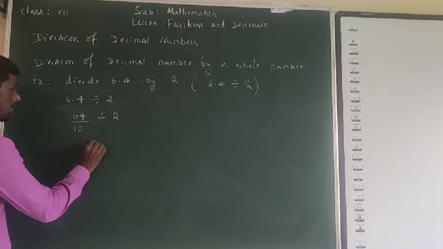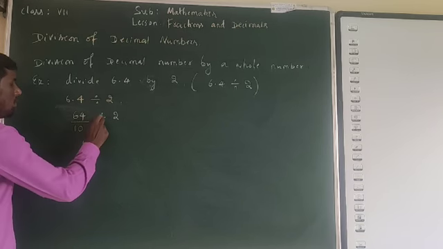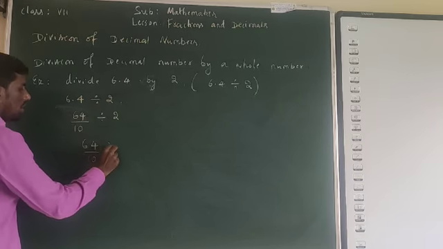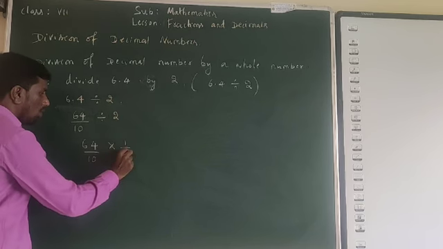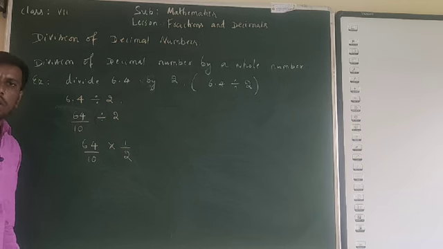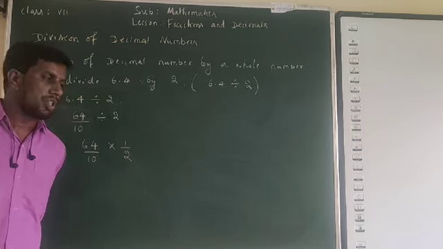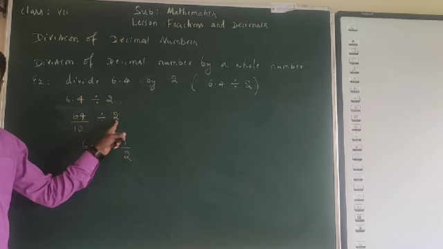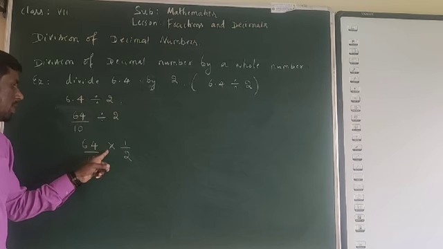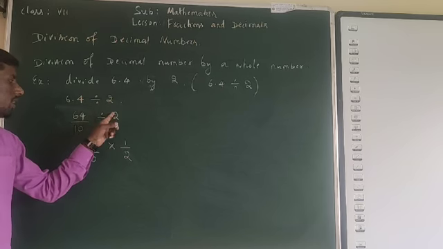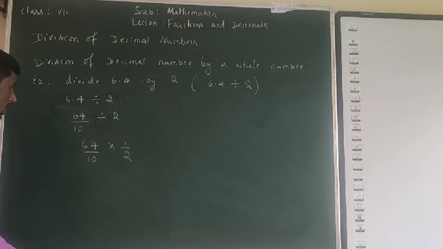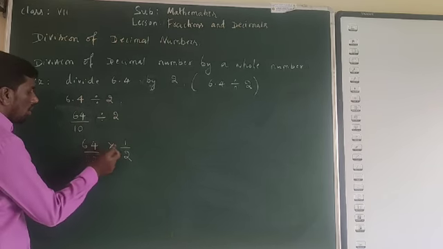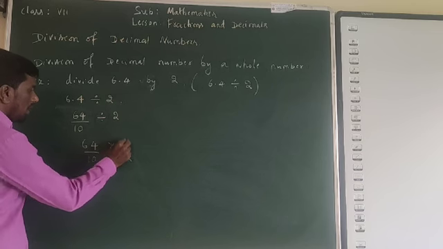We move on to the next step. For 64 by 10, we change the division operation into a multiplication operation, and the second number goes to its reciprocal, correct? That is division of a fraction by a whole number. How to do that? Convert the division operation to a multiplication operation and take the reciprocal of the second number. We have learned that in the fractions part. Now, 64 by 10 into 1 by 2.